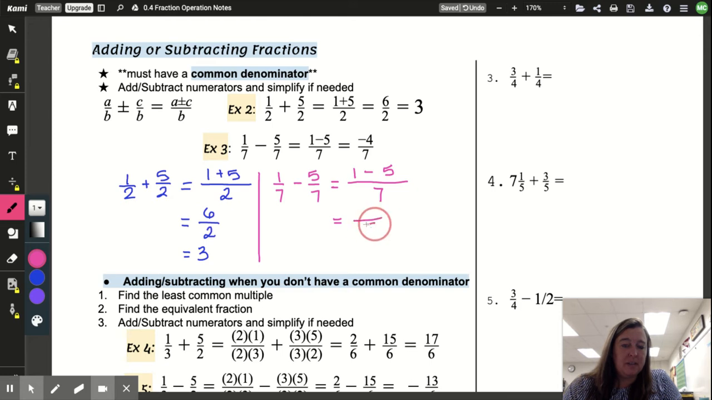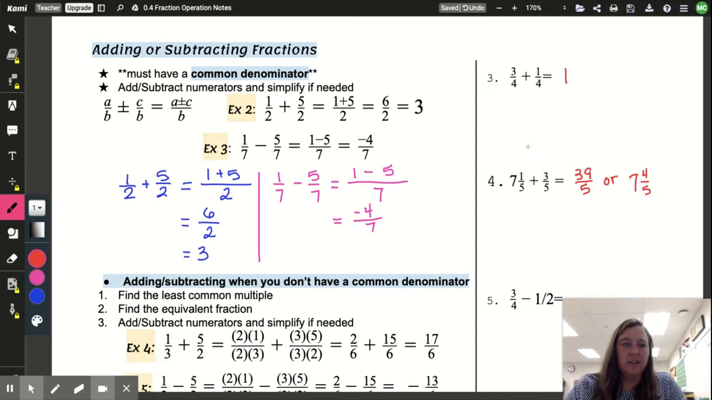Now, once again, I'm going to keep the denominator. I'm going to go ahead and perform this arithmetic here in the top. So 1 minus 5 is -4. And then I would check to see if I can reduce this. 4 and 7 have no factors in common. So that means that's the result. So -4/7. Okay, once again, you're going to pause the video now, and you're going to work numbers 3 and 4, and then come back and check your answers.